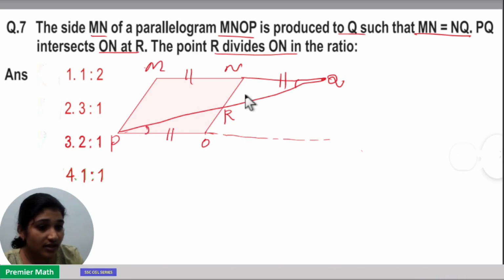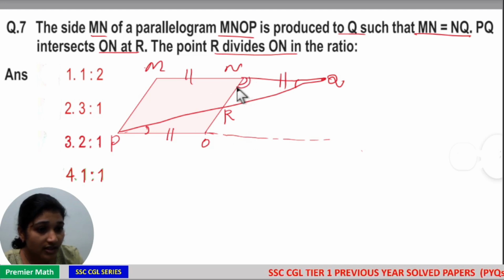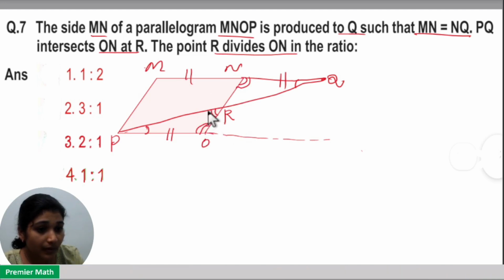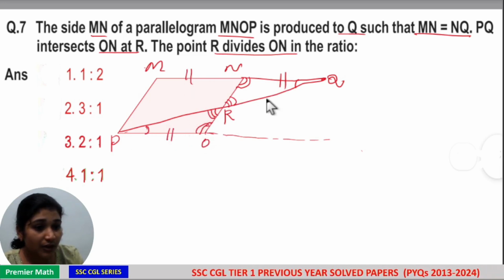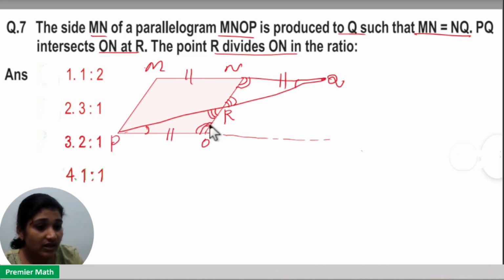So these two angles are equal. In the same way, ON is also a transversal which cuts these two parallel lines. Then alternate angles are equal. Here these two are alternate angles, and also here opposite angles are equal, which means in these triangles all three angles are equal and one side is also equal. PO equal to NQ. So three angles are equal and one side is equal, which means these two triangles are similar.